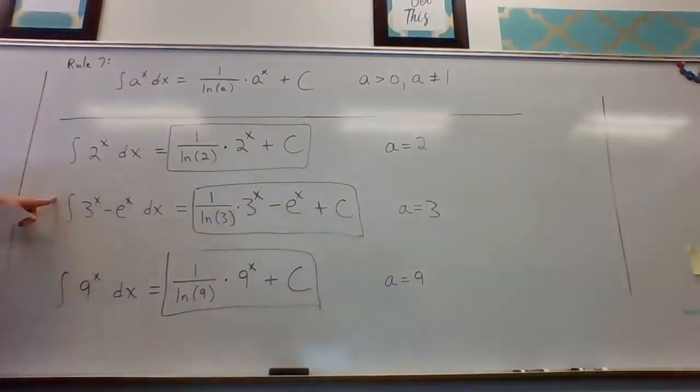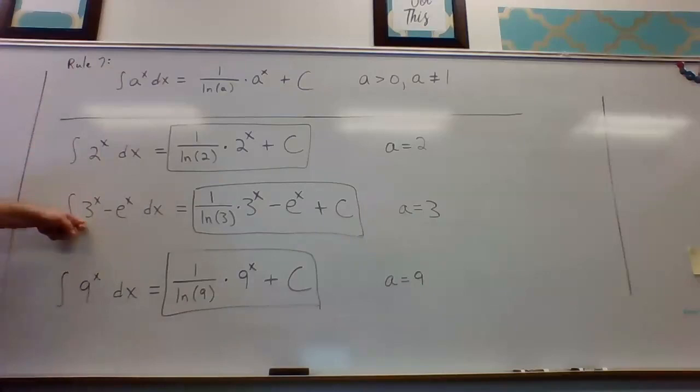Now let's go to example 2. You've got to find the antiderivative of 3 to the x minus e to the x. So this function has 2 terms, so we can find its antiderivative term by term. And so this is equal to the antiderivative of 3 to the x minus the antiderivative of e to the x. Well, for the antiderivative of 3 to the x, right, a is equal to 3.